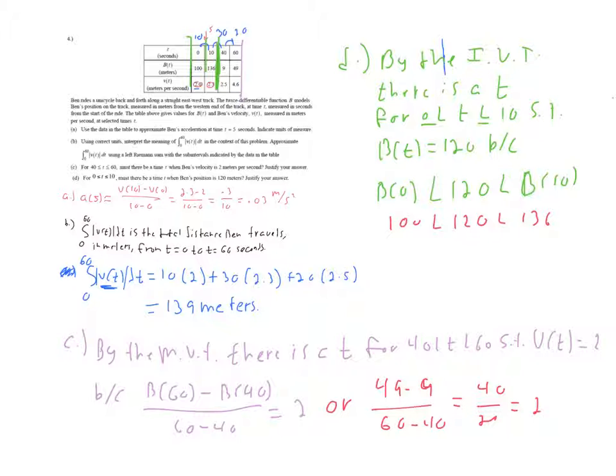And how do we know which one it is? Because if I'm talking about the value of a function, that's intermediate. If I'm talking about the slope of a function, that's the mean value theorem. Okay, guys, that's those. Let me know if you have any questions, and I'll see you all soon.